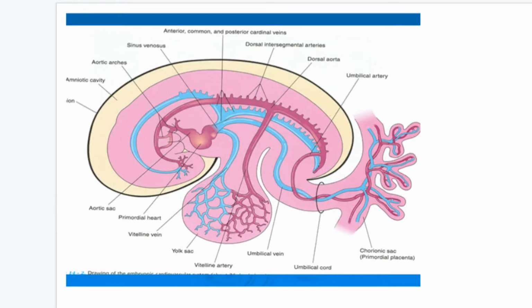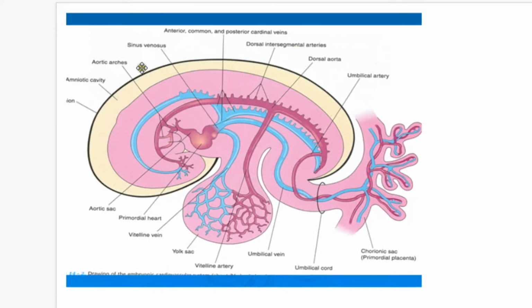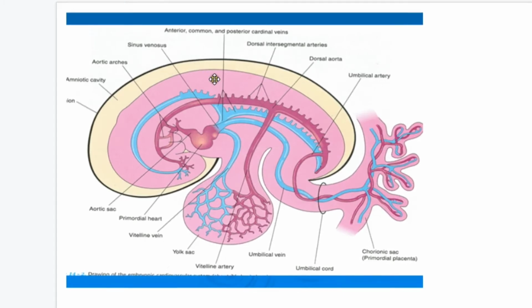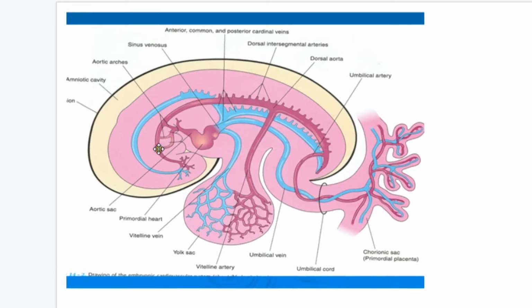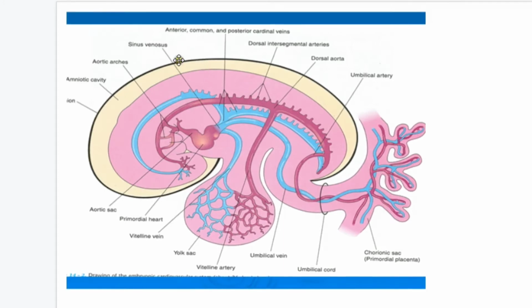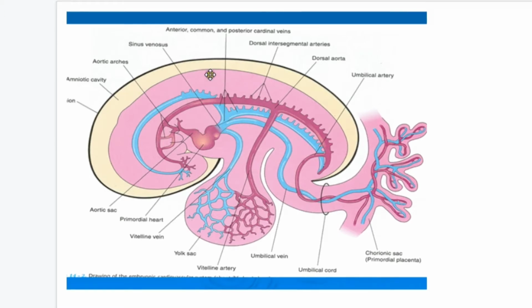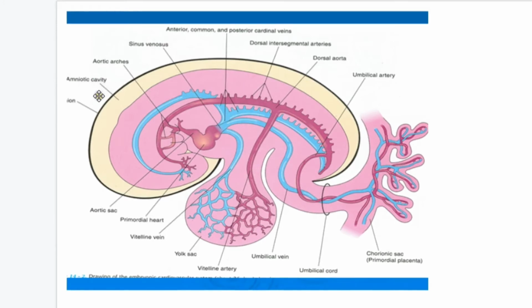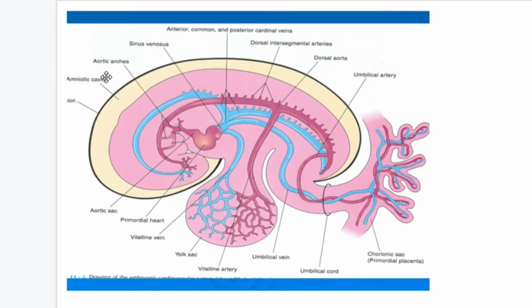This is a figure of the embryo showing you the heart, and there are two dorsal aortae, and ultimately they fuse and form the single dorsal aorta. These are the vitelline arteries, and the intersegmental arteries are shown, and then there are umbilical arteries coming out of the dorsal aorta. This is the origin of the aortic arches taking place from the truncus arteriosus.